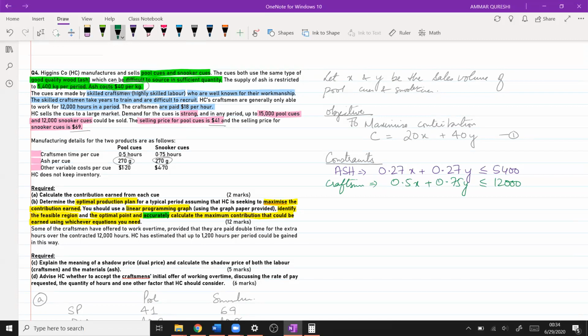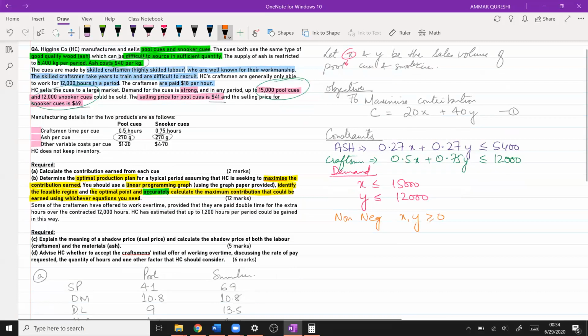There are two more constraints. The first one is pool cues and the second one is the snooker cues, right? So the demand constraint in this case is, X is the pool cue. So pool cues are restricted to 15,000, so X should be less than or equal to 15,000. And snooker cues should be less than or equal to 12,000. And then there is a non-negativity constraint: X and Y should be greater than or equal to 0, right?